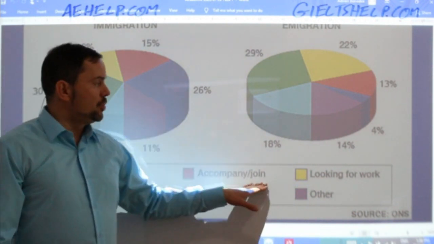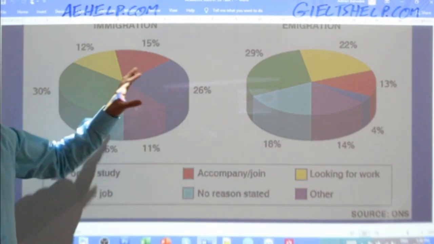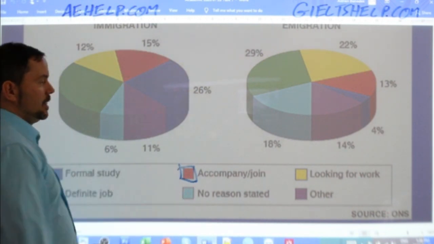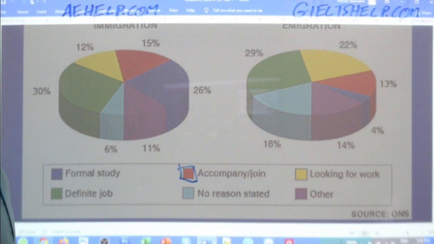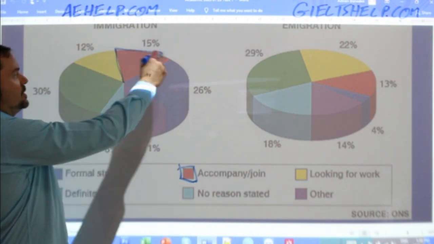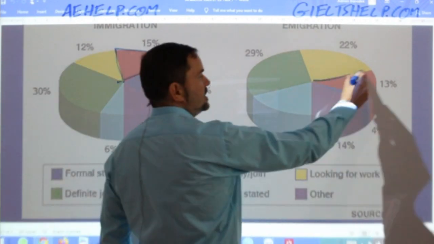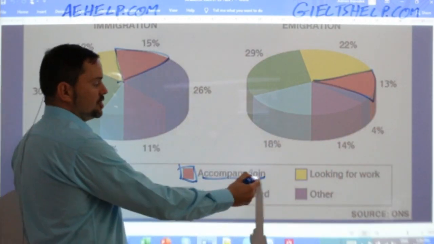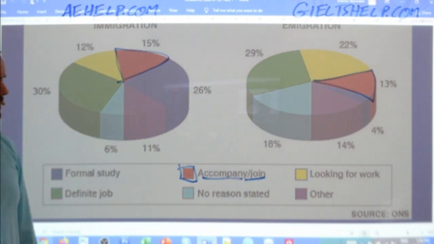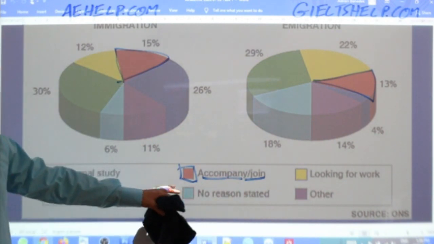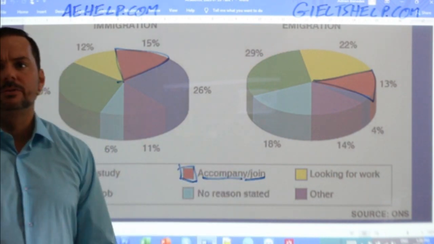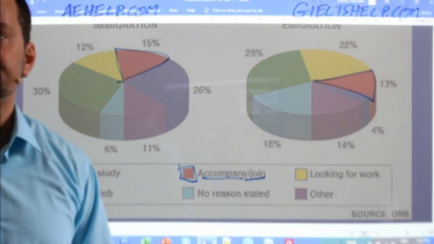Accompany or join, what do you think that means? So if you saw this pie chart and you see this red square in the legend, which of course refers to this slice here and this slice here, and it says accompany and join. What do you think they mean by that? So what does the accompany and the join refer to in this pie chart?